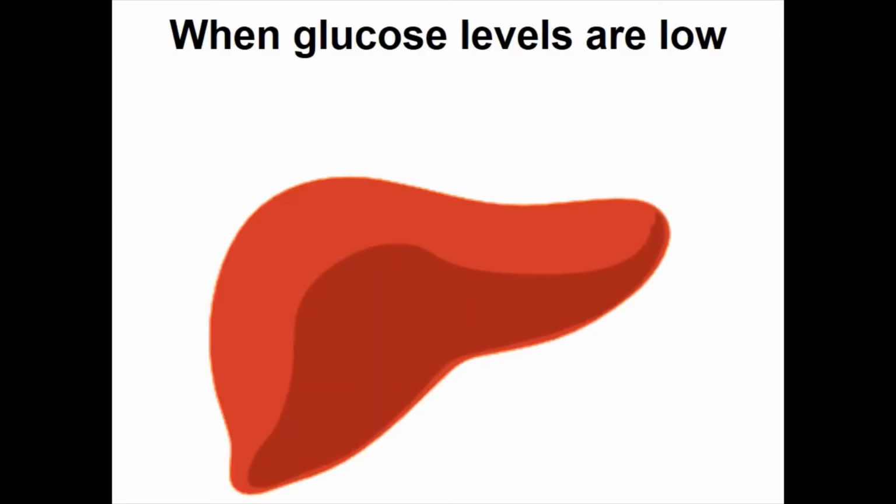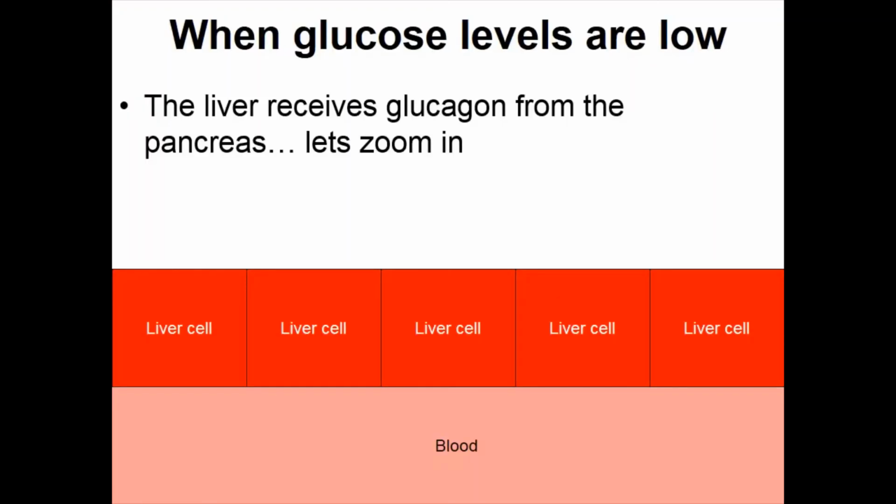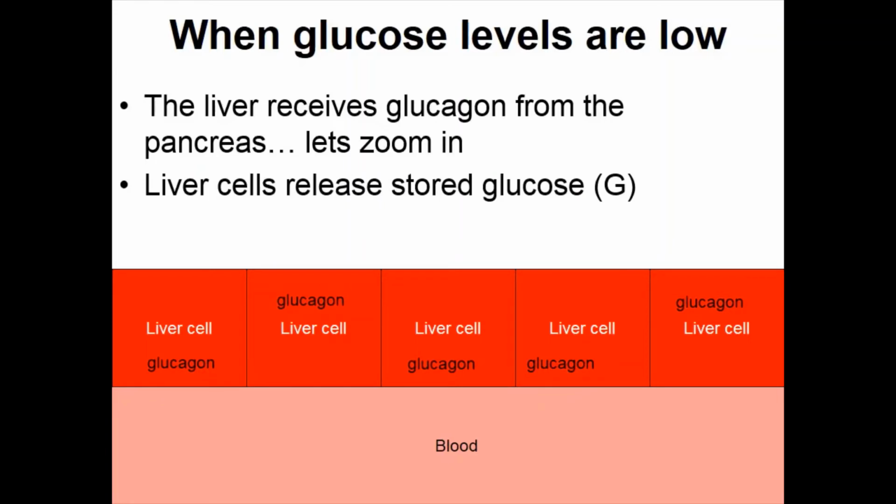What about the opposite, when glucose levels are too low? Well, here's a picture of our liver, and our liver will receive the hormone called glucagon, which comes from the pancreas. Let's zoom on into this liver here. And here's a few cells of the liver, and the cells are receiving glucagon, which came from the pancreas. These cells of the liver are going to respond by releasing stored amounts of glucose into the blood. That will bring the low level back up to normal. So glucagon brings levels up when they're too low. Insulin brings levels down when they're too high.